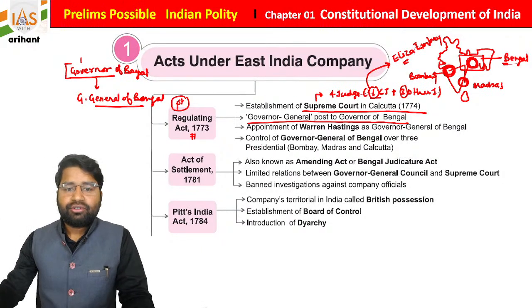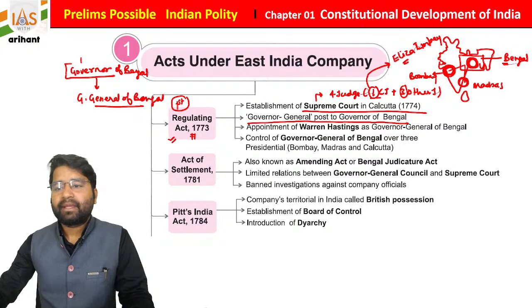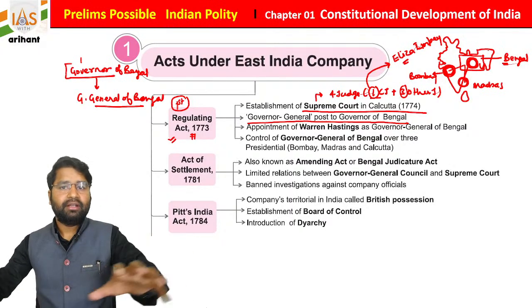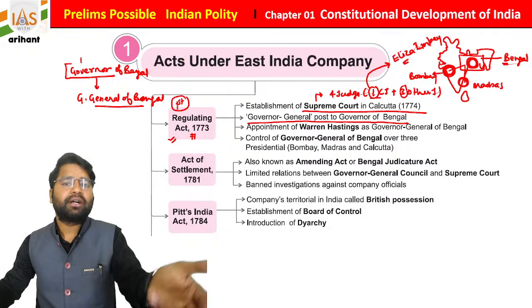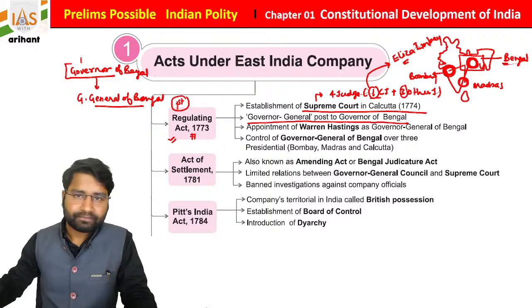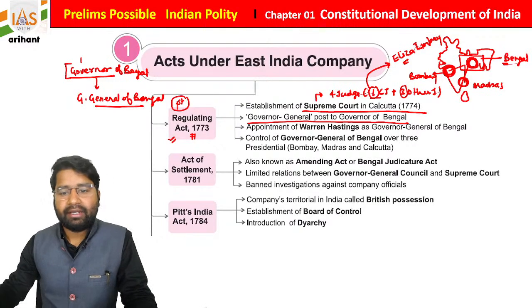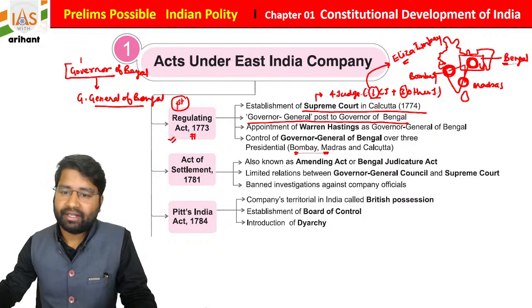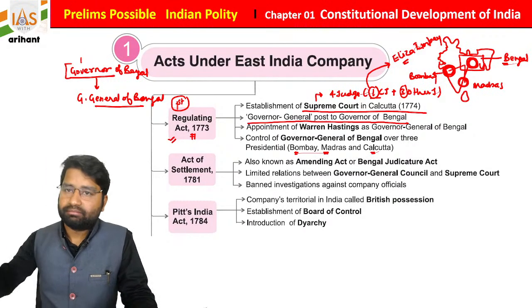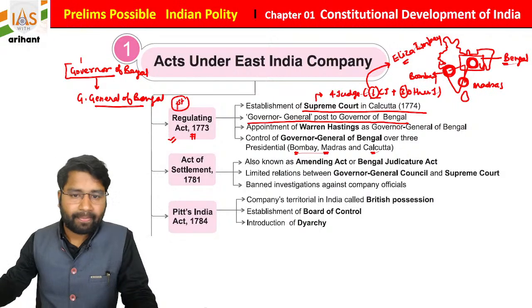And as already told you, students, under the Regulating Act, the Governor General of Bengal is going to control 3 important territories. 2 governors will work under this Governor General of Bengal, and these presidencies are Bombay and Madras, students, and he was the Governor General of Bengal.